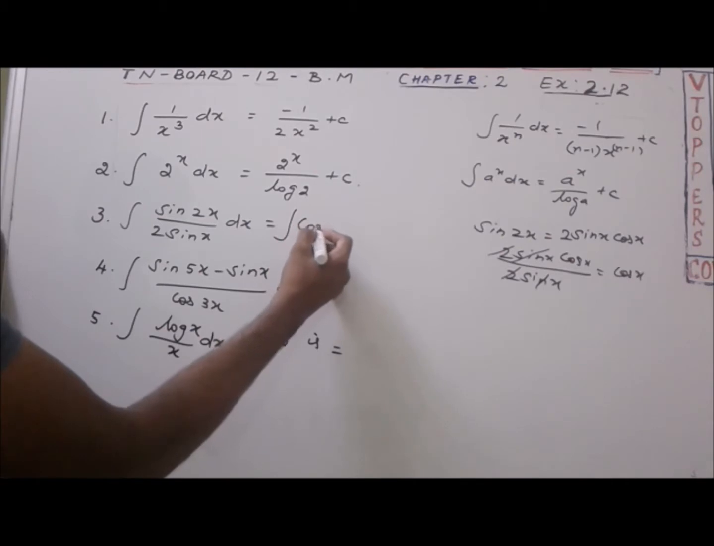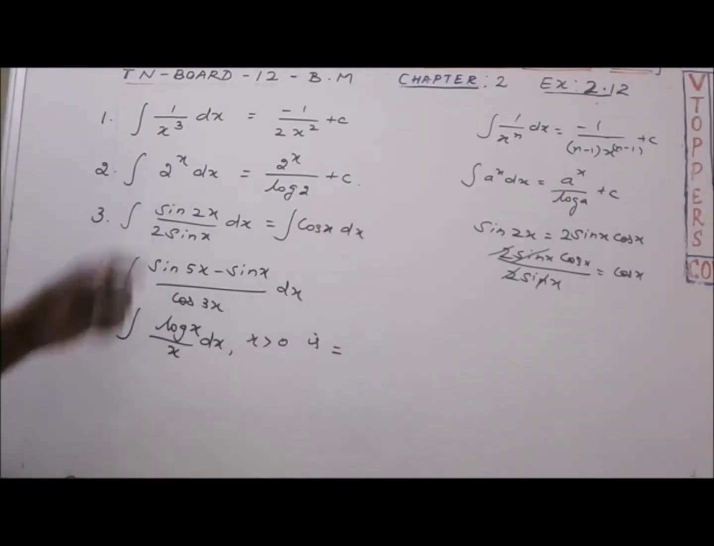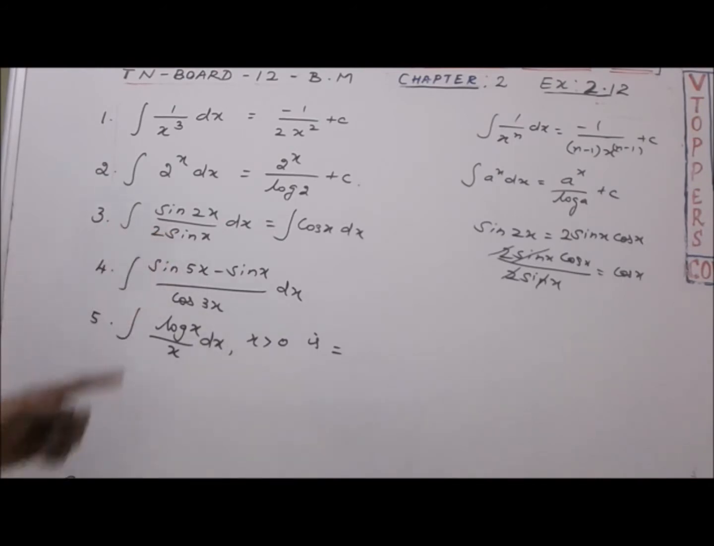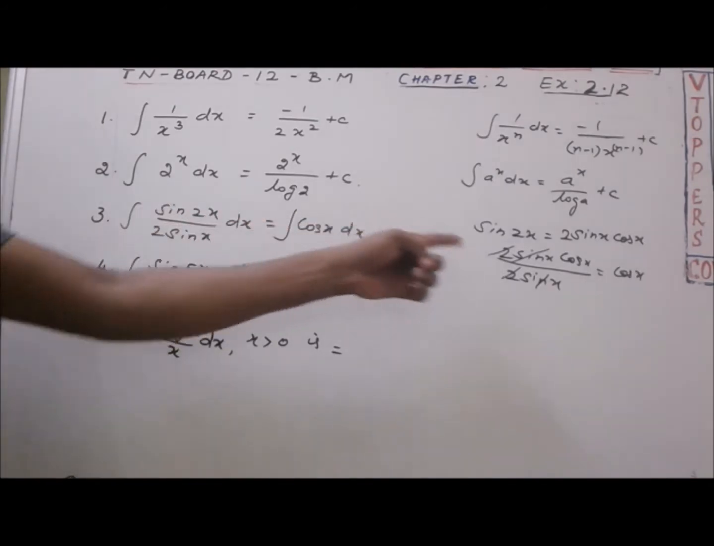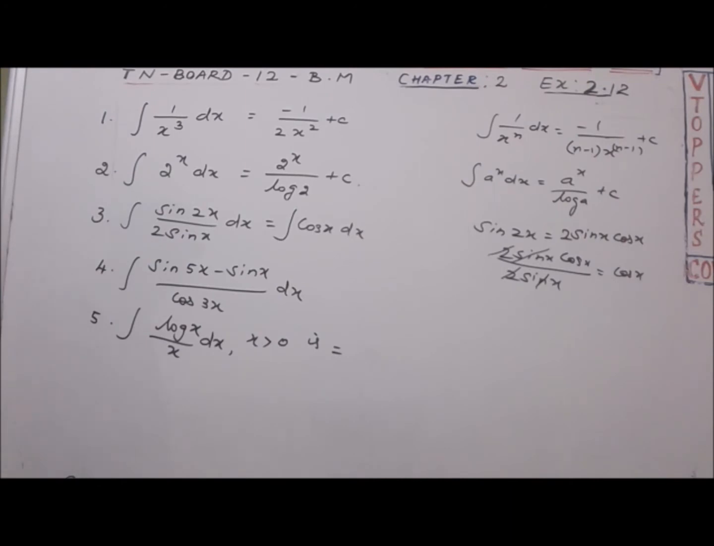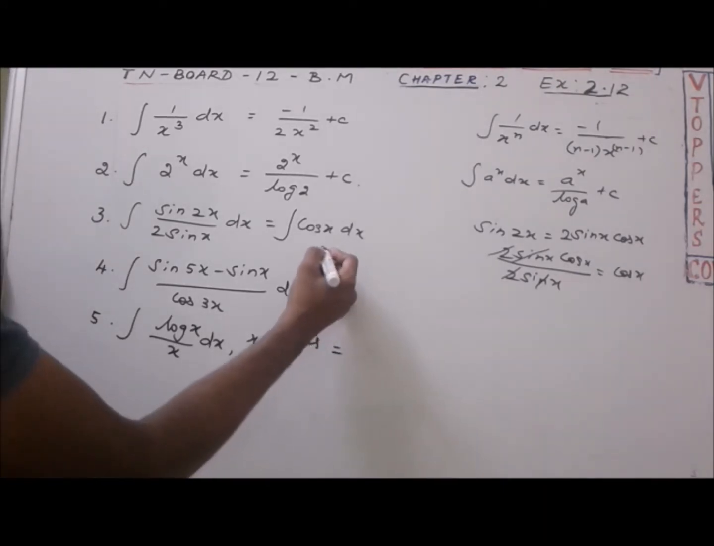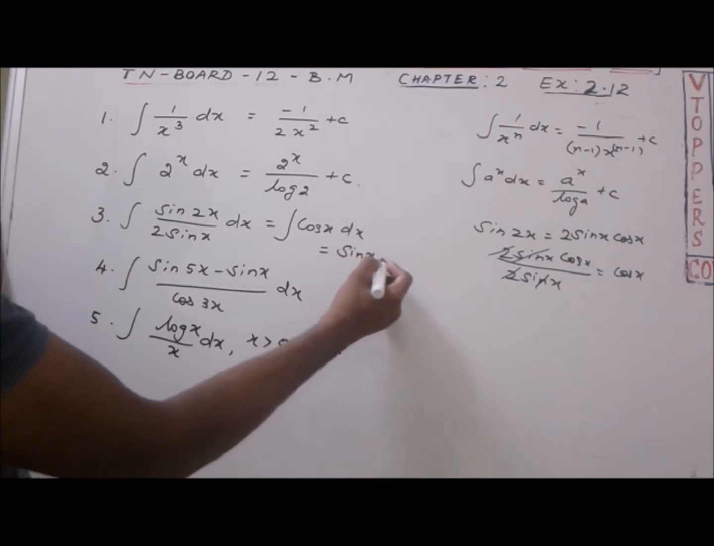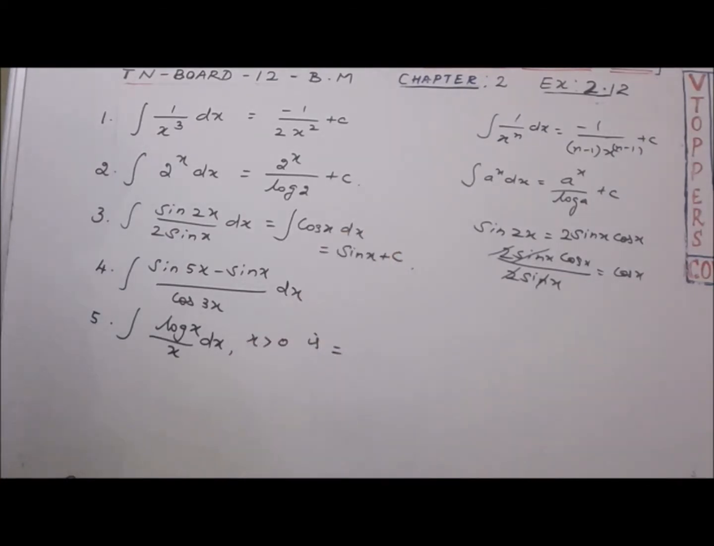So integral cos x dx. Simplify this first, then only you can apply the formula. We don't have a direct formula to integrate the problem number 3, so simplify by using the trigonometric formula and then integrate. Integral cos x is equal to sin x plus c.